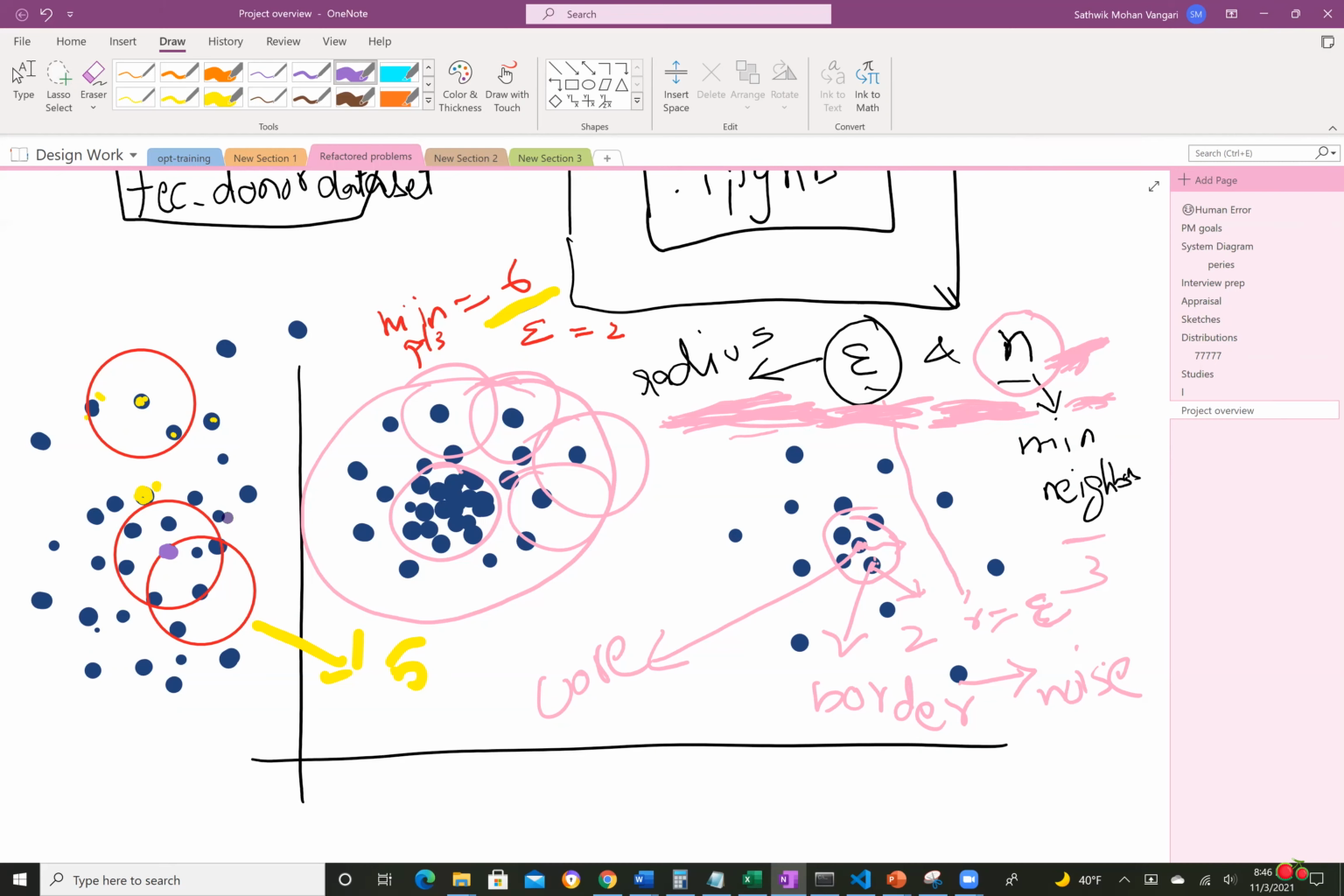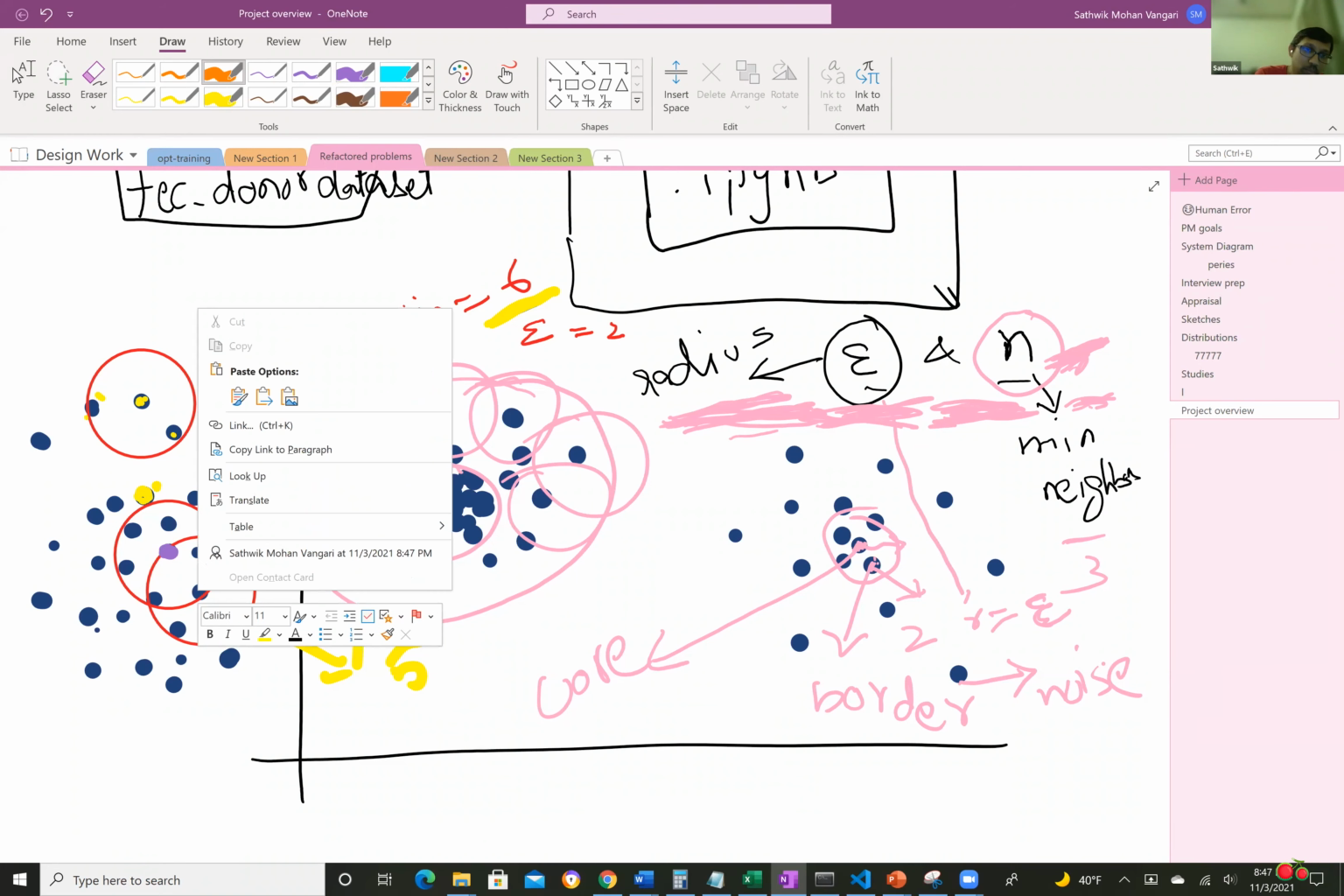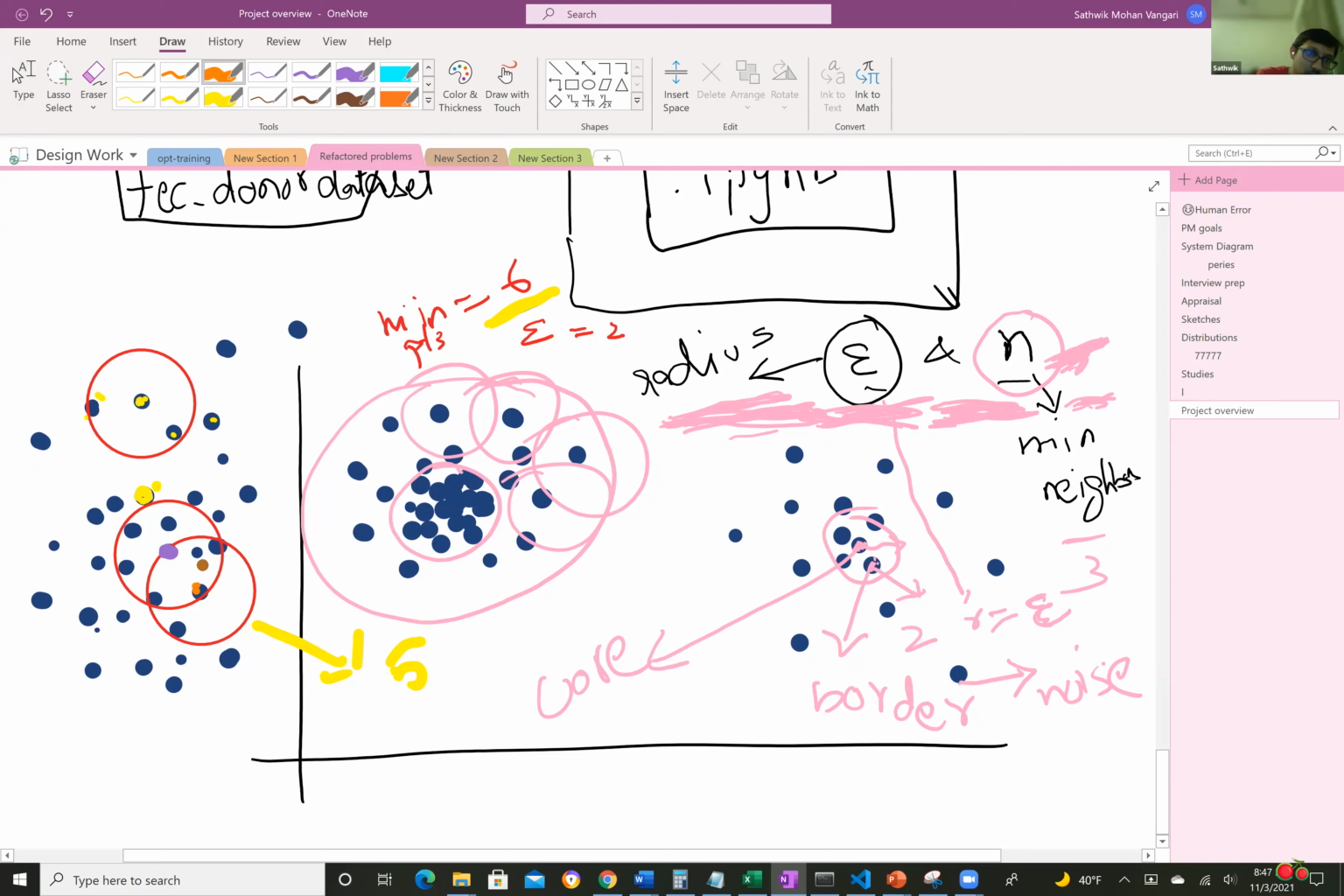So with respect to this particular purple point and the circle around it, it has 6 points or more around its neighborhood, and so it is a core point. And one of the points is this. Let me draw the orange point. It's that orange point. One of the neighbors of this point is the orange point.